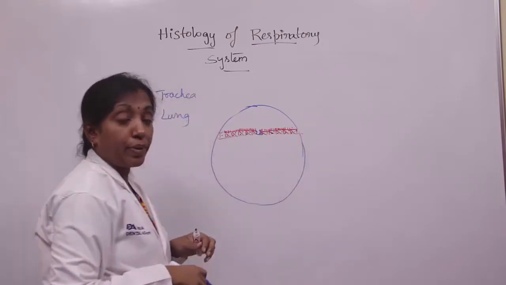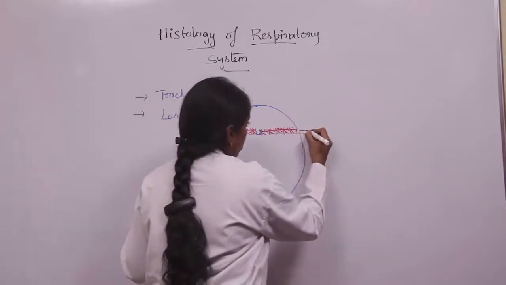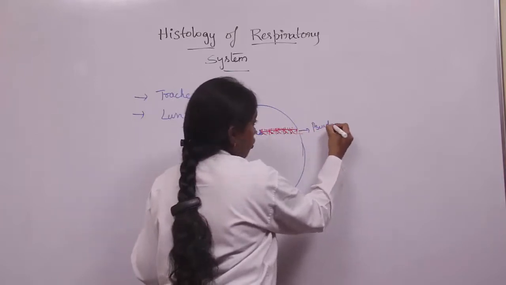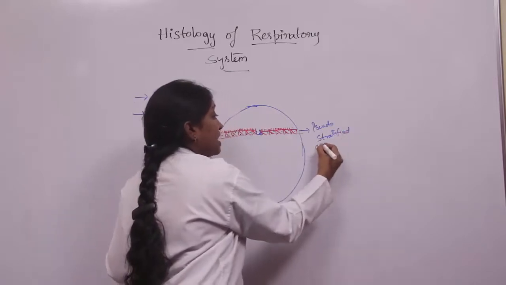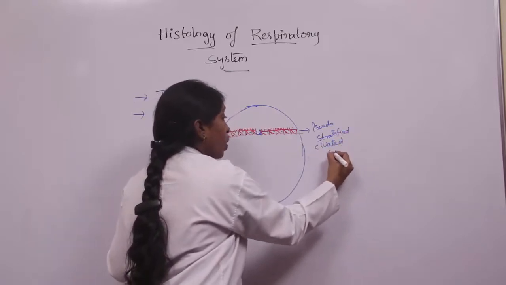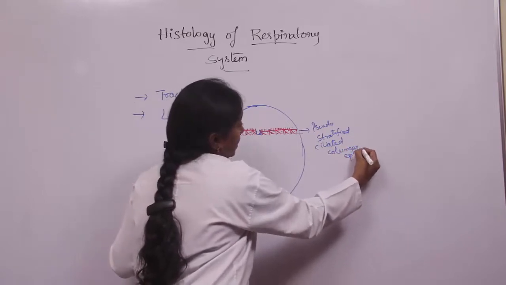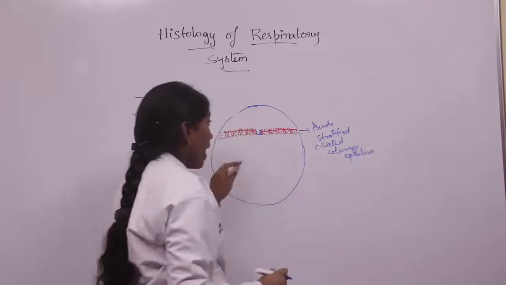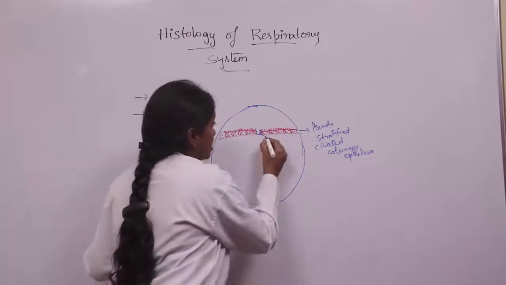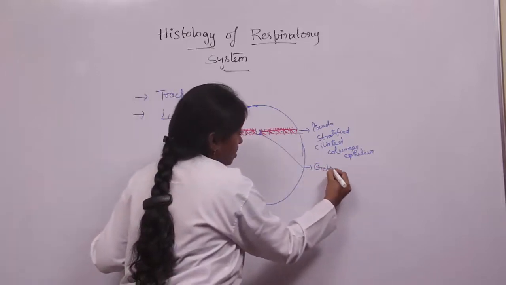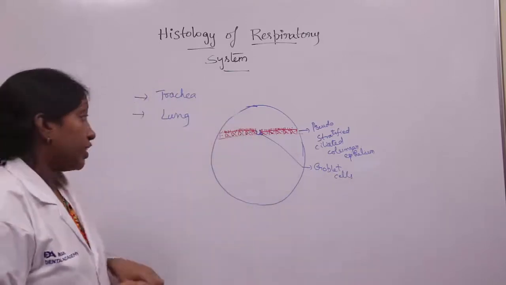Pseudostratified ciliated columnar epithelial cells. So the lining epithelium of trachea is pseudostratified. Pseudo means false, right? So the lining epithelium of trachea is pseudostratified ciliated columnar epithelium. Along with it, we will be able to see some goblet cells also. Goblet cells are also seen along with the pseudostratified ciliated columnar epithelium.